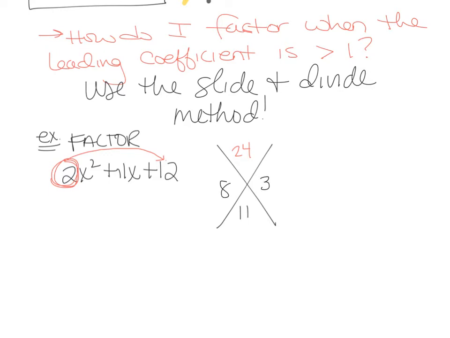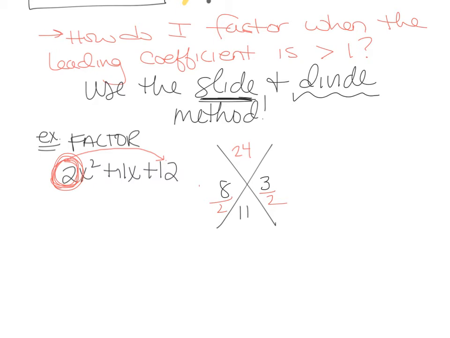Here, you used to be done. But I did the slide and divide. I now have to divide. So I'm going to take my leading coefficient that I circled, and I'm going to divide each of these numbers that I have on the sides of my x by 2, and I'm going to clean them up.